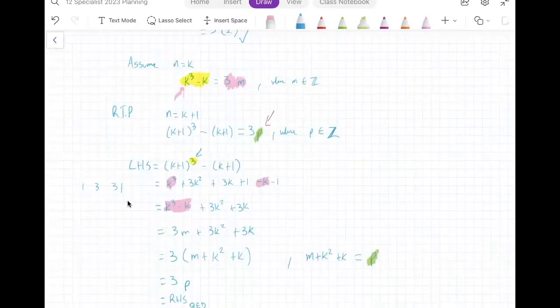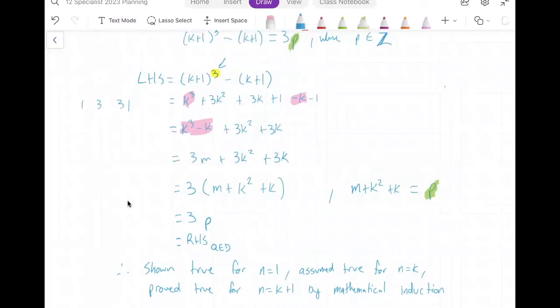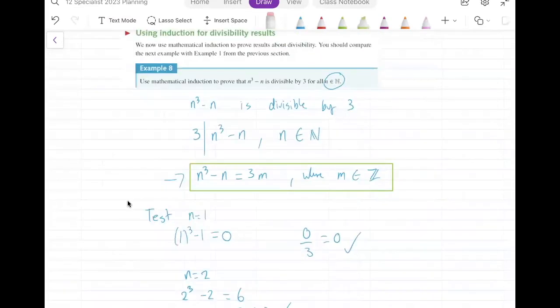The only step I'm missing is my explanation part. Therefore, showing true for n equals 1, assume true for n equals k, and prove true for n equals k plus 1 by mathematical induction. So this is my proof using mathematical induction for divisibility. The key difference here is I have no right-hand side of my equation.